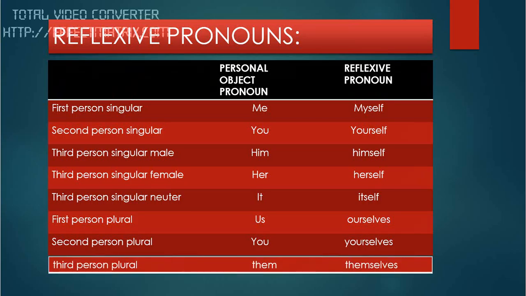The first person singular is myself, the second person singular is yourself, the third person singular male himself, the third person singular female herself, then we have neuter itself, then we have plural: first person plural ourselves, second person plural yourselves, and then third person plural themselves. So if you look carefully at the spelling, in singular they all end with the letter F, and in the plural they end with the letters VES. Okay?